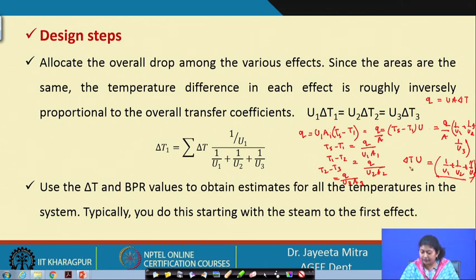Now, if we want to calculate any temperature drop, it will be the summation of delta T into 1 by the U of that effect, divided by 1 by U1 plus 1 by U2 plus 1 by U3, into the overall heat transfer coefficient of whichever effect we are interested in. Okay.